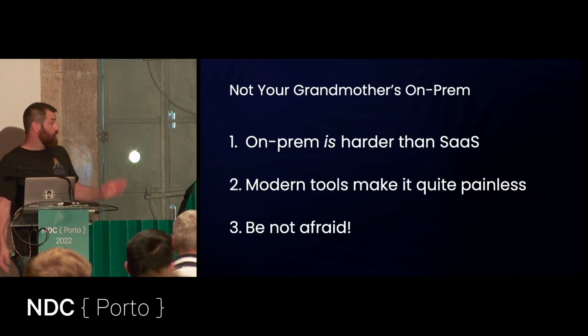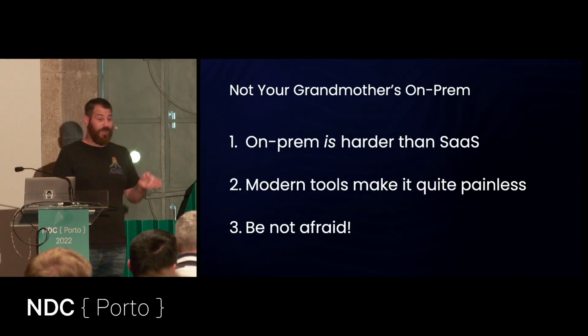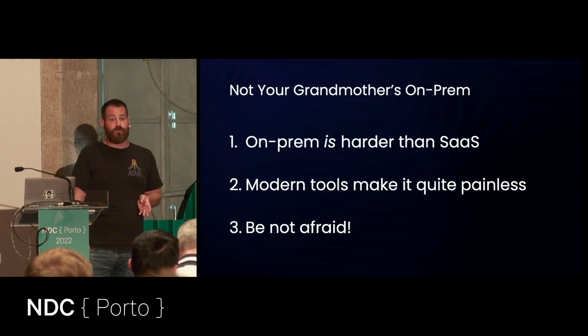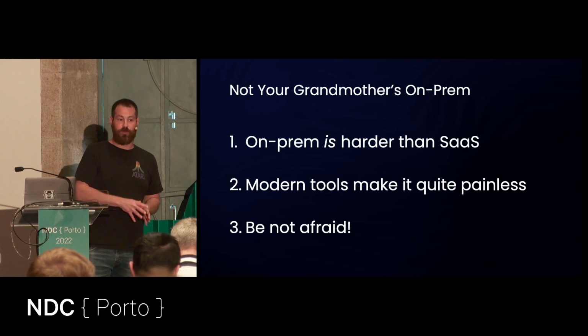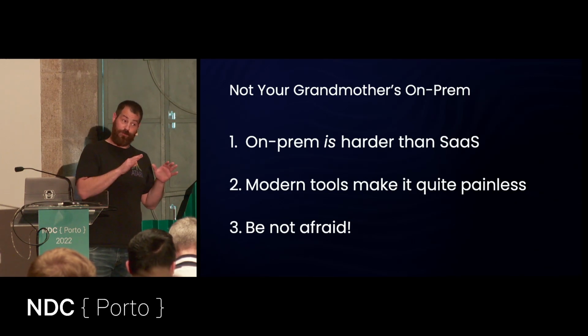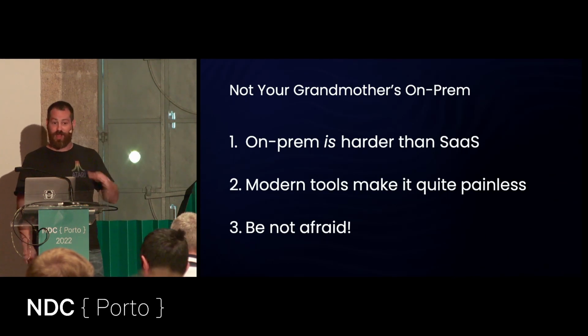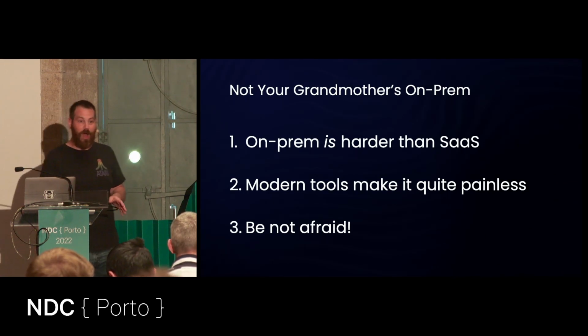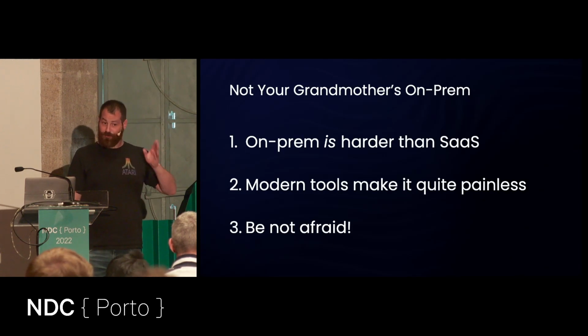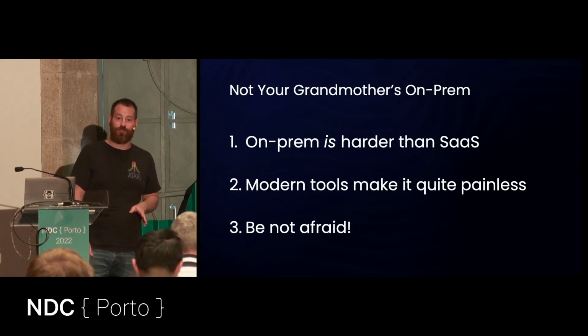In short, on-prem is harder than SaaS, right? There is no way around it. It is a much more difficult deployment model to work in. So if you can do SaaS, you should do SaaS. If you can get away with not providing any sort of on-prem option for your software, your life will be easier. You definitely should go with that.